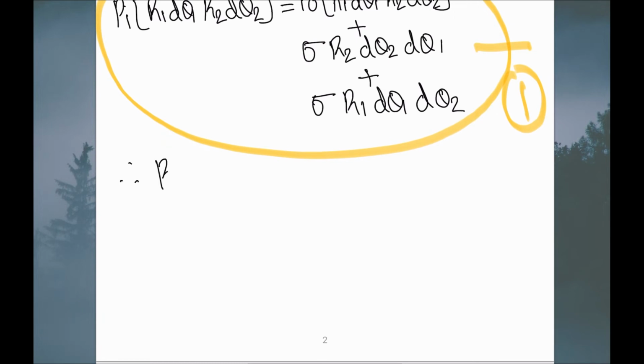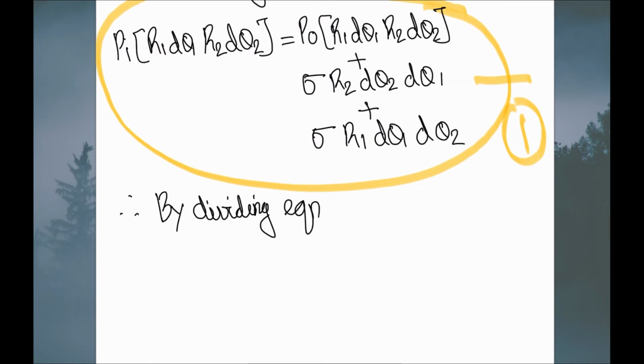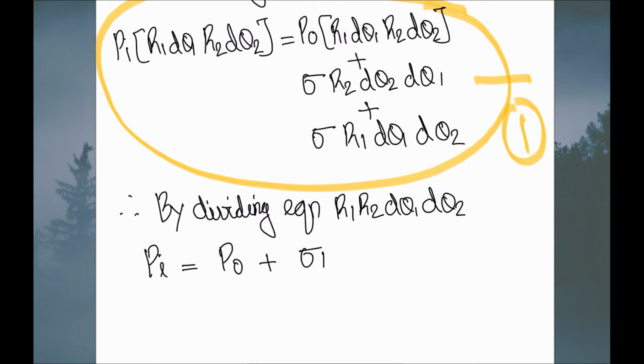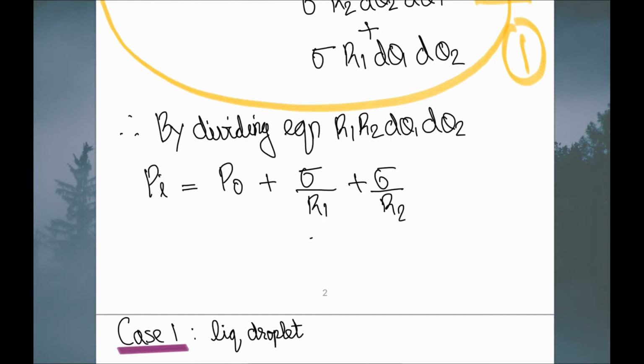Therefore, by dividing, see, R1 d theta 1, R2 d theta 2 is common everywhere in this whole equation. Therefore, we will divide by it, that is, divide by R1 R2 d theta 1 into d theta 2. Therefore, what we will get is Pi is equal to P naught plus sigma by R1 plus sigma by R2. Because there is no R1 term here, R1 comes here as denominator. There is no R2 term here, therefore R2 comes here as denominator.